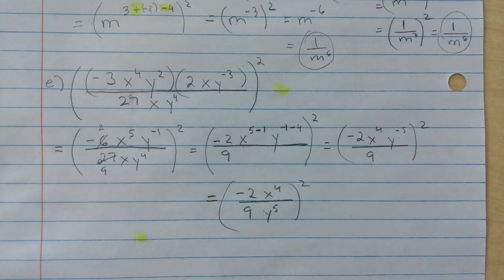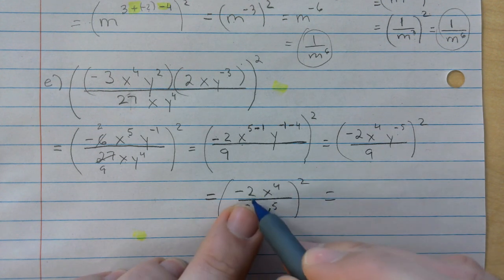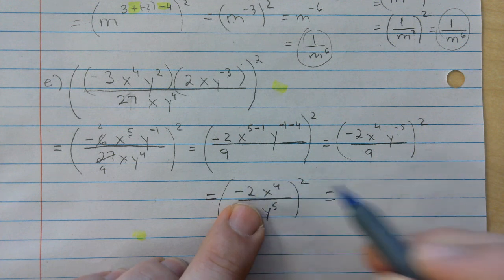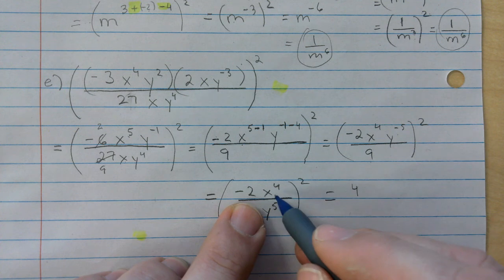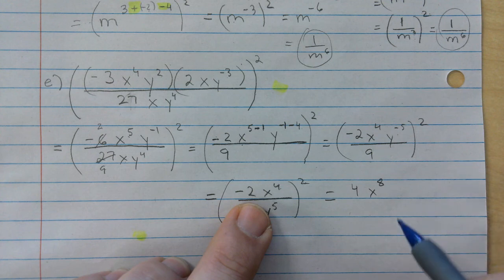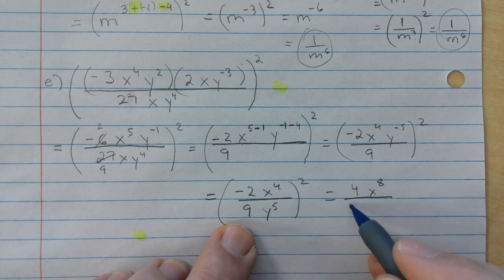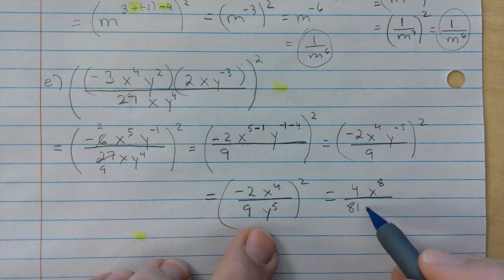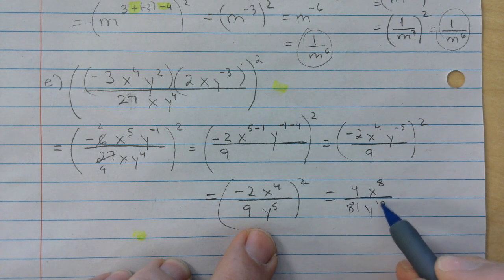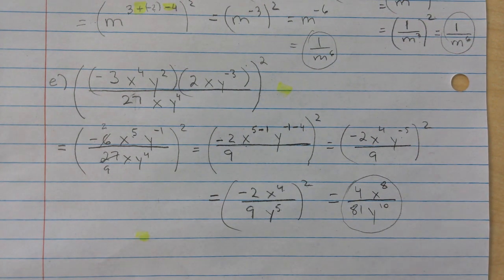Now you've cleaned it up. Now you apply that outside exponent one at a time. So negative 2 squared is positive 4. And when you have one of these with exponents, you just multiply the exponents. Don't square it. Don't go 4 squared is 16. That's wrong. 9 squared is 81. And then y to the 5 is just 5 times 2, which is 10. And there you have it. All done. Clean, simplified. Can't get any further than that.